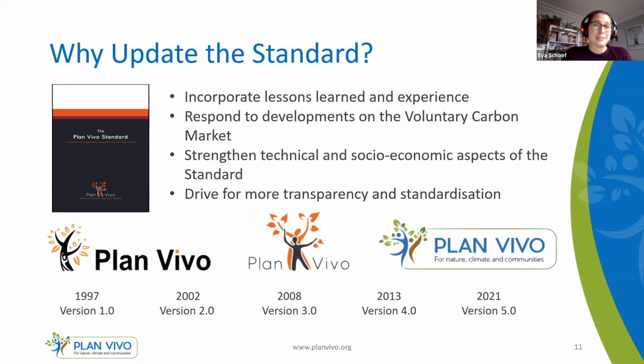So this brings us to this particular version that we're introducing today. As I mentioned, the main objective always of updating the standard is to incorporate lessons and experience that we've had over the last few years, but also obviously since the adoption of the Paris Agreement in 2015, there have been many developments in the voluntary carbon market, and it's an ever-evolving landscape that this particular version of the Plan Vivo standard attempts to position itself in.